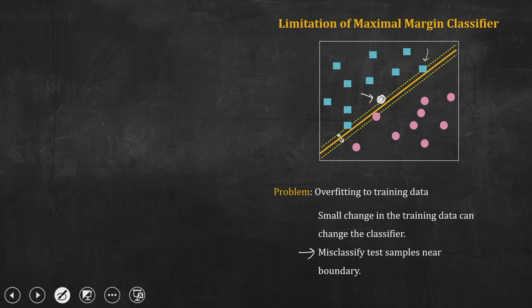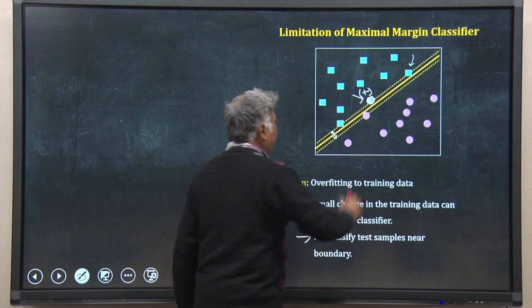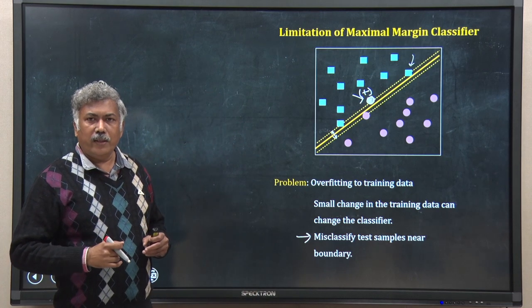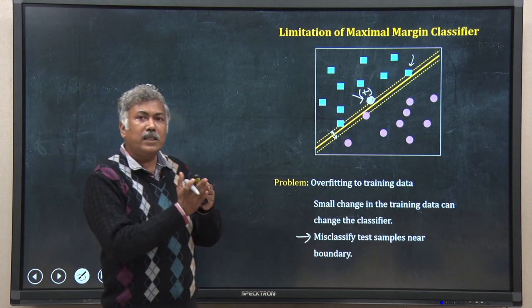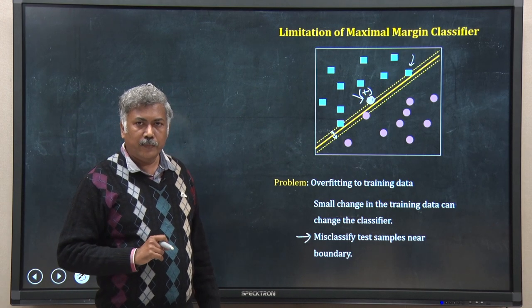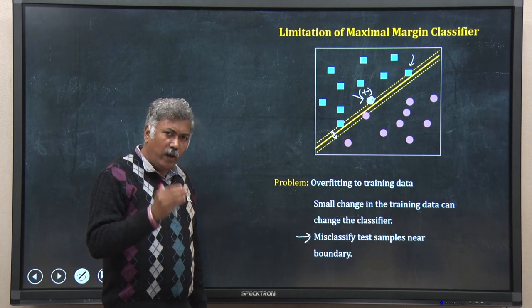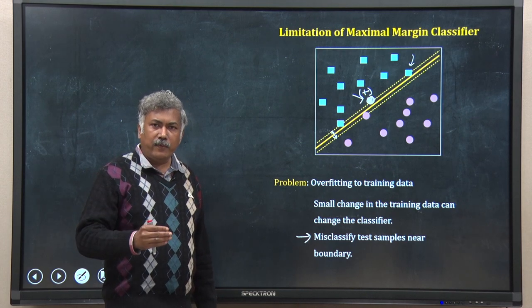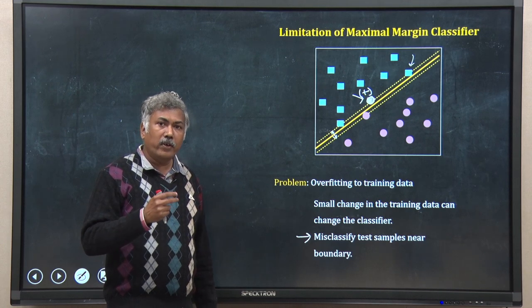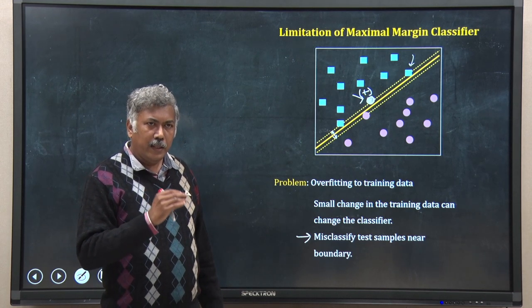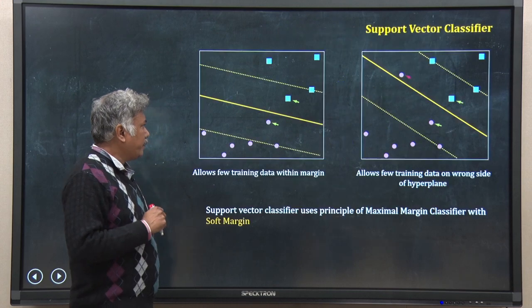You will say as per this classifier it is positive, but it is actually a negative one. But as it is very close to the boundary, your classifier is making a mistake. So due to overfitting of the classifier to the data, we are facing these two problems. Now how can I solve that? There is a very simple way to sort it out.